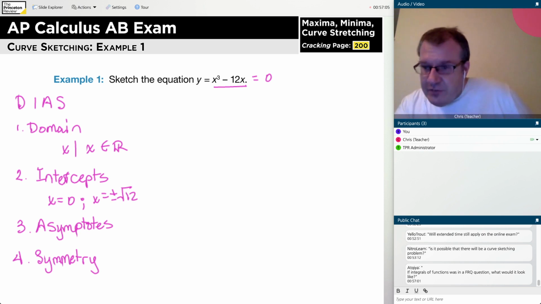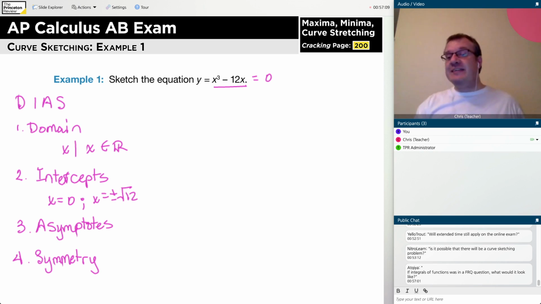If integrals of a function were in a free response question, what would it look like? That could easily be about the Riemann sum or the left endpoint, right endpoint.